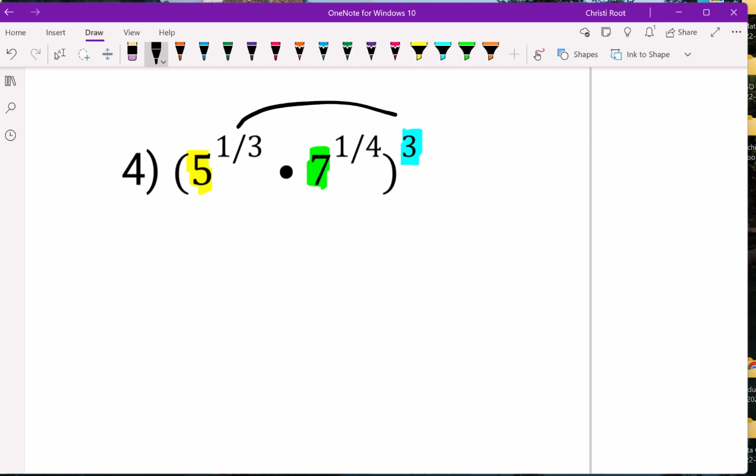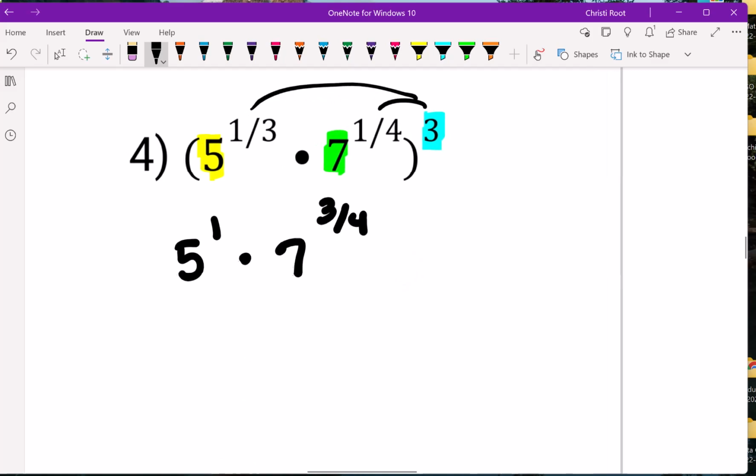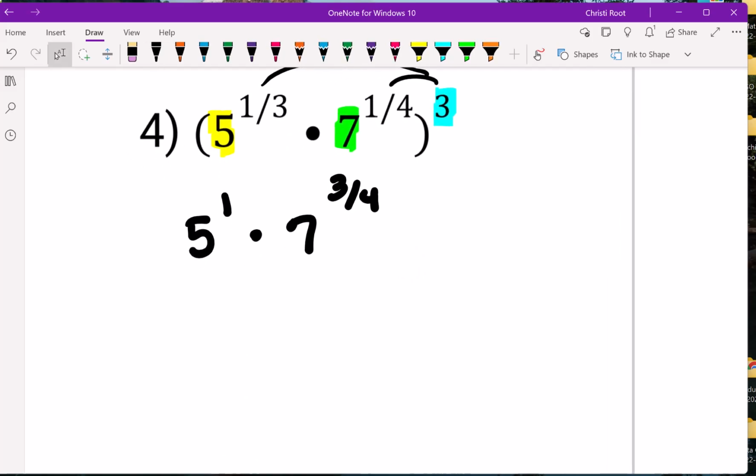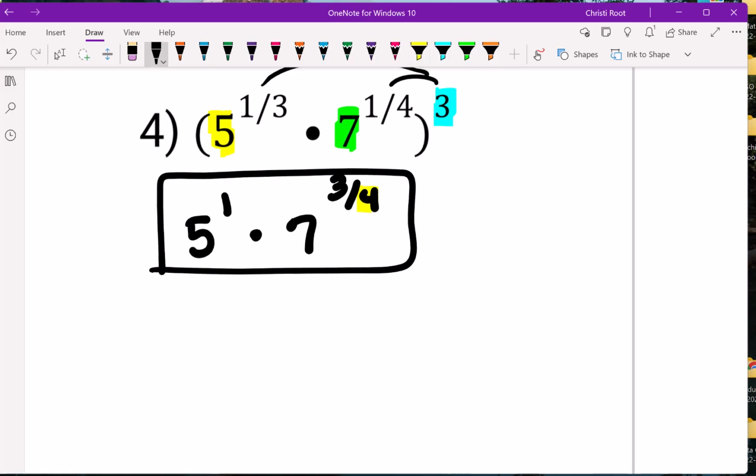So I'm going to say 3 times 1/3, and I'm going to say 3 times 1/4. So you can use your calculator. 3 times 1/3 is just 1. And then 1/4 times 3 is 3/4. Now, like I said before, 5 and 7 are different. I can't combine them because they're different. The exponents are different. Can I take the 4th root of 7? I cannot. Looks like I'm out of options, so that is my final answer.